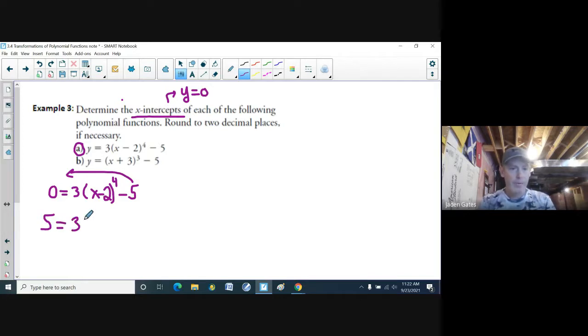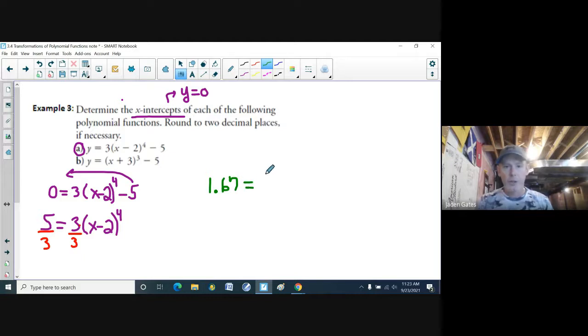Then I got 3 times x minus 2 to the power of 4. All right, now I can't get out of these brackets because this 4 here, this exponent's got basically those things trapped inside. But what I can do is get rid of this 3. Now it's attached, so the only way to get rid of it is to divide by 3. All right, so then I've got 5 divided by 3, which, let me see here, 5 divided by 3 is 1.67. I wanted to do that in a different color. There we go. So 5 divided by 3 is 1.67.